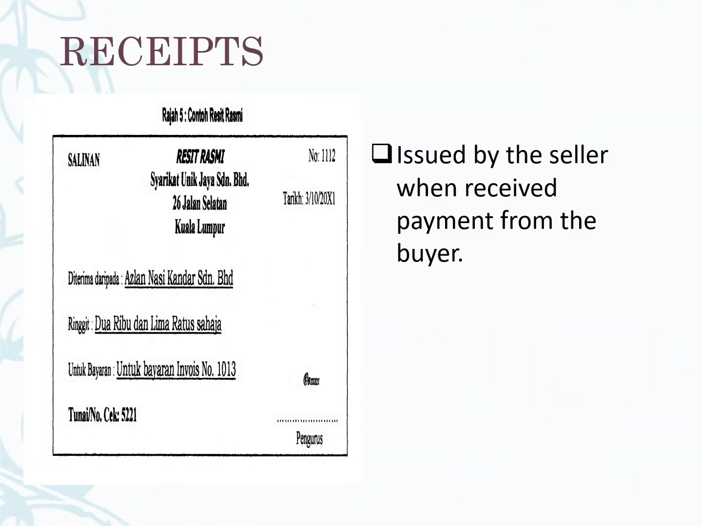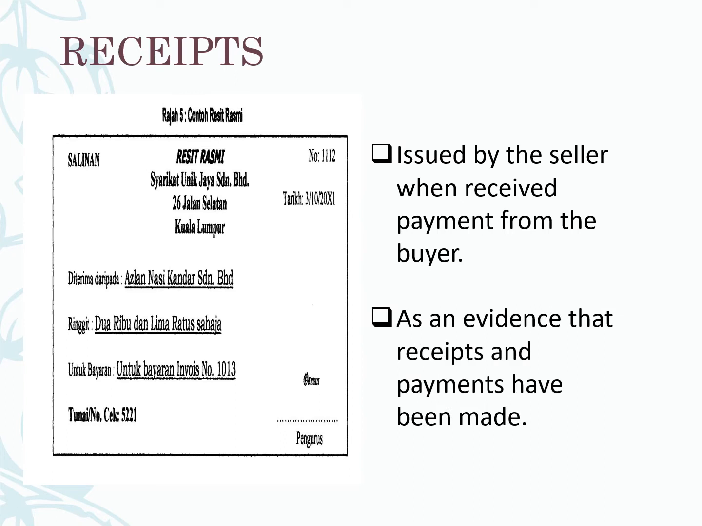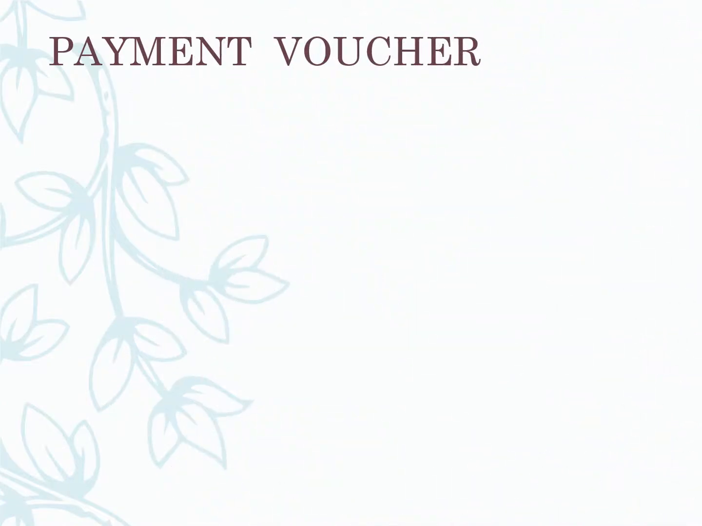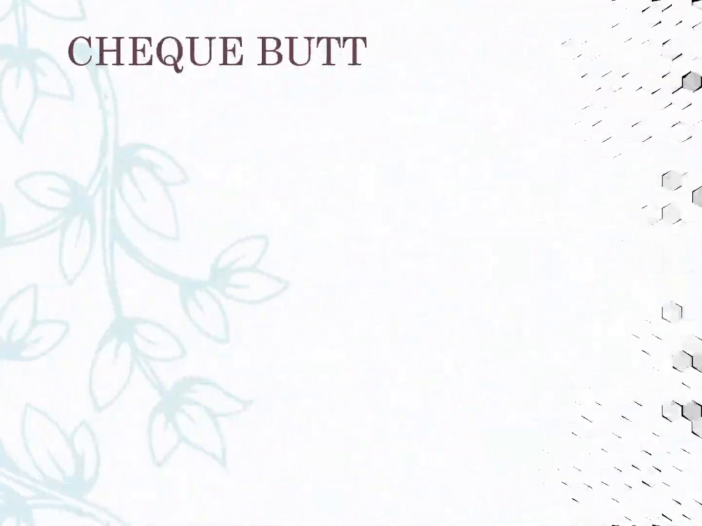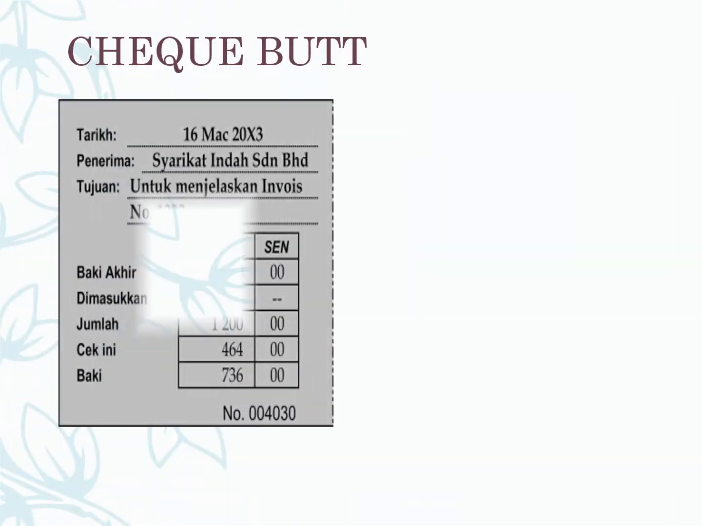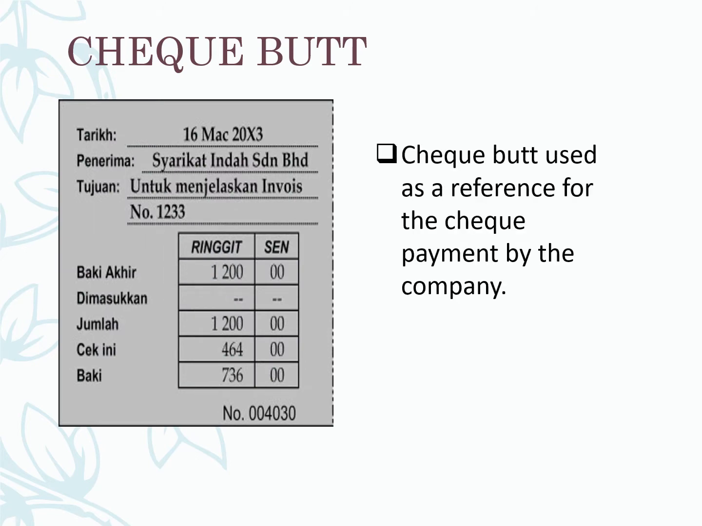Receipts. A receipt is issued by the seller when they receive payment from the buyer. It is an evidence that receipt and payment have been made. Payment voucher. A payment voucher is an internal document provided by the business owner to record any kind of payment. Checkbox. A checkbox is used as a reference for the check payment that has been made by the company.